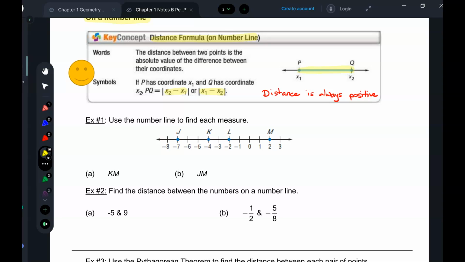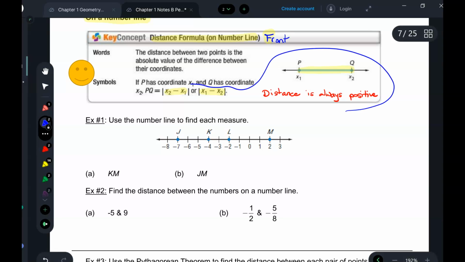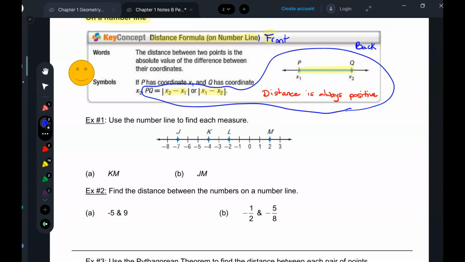Do you want a minute to write? What I highlighted is what you should put. So I would put this on the front, distance on a number line, and then I would put that on the back.